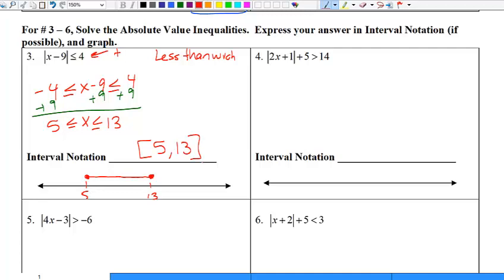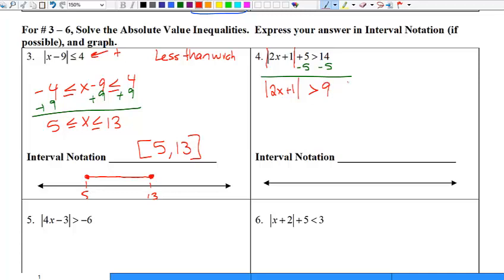On number 4, step 1, the bars are not by themselves. So I need to get them by themselves by subtracting the 5. Then I have the bars are greater than, and 14 minus 5 is 9.